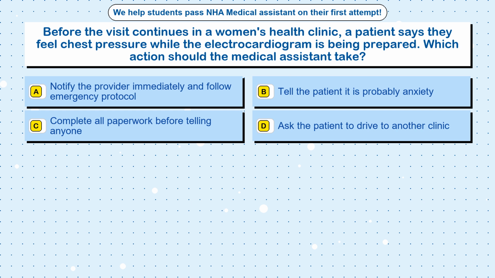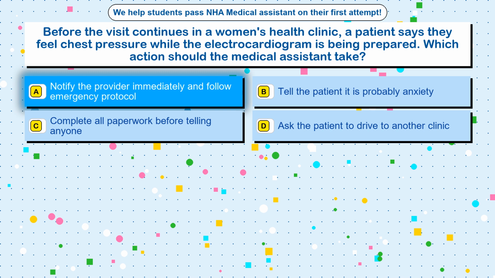Question 84. Before the visit continues in a women's health clinic, a patient says they feel chest pressure while the electrocardiogram is being prepared. Which action should the medical assistant take? Option A. Notify the provider immediately and follow emergency protocol. Option B. Tell the patient it is probably anxiety. Option C. Complete all paperwork before telling anyone. Option D. Ask the patient to drive to another clinic.